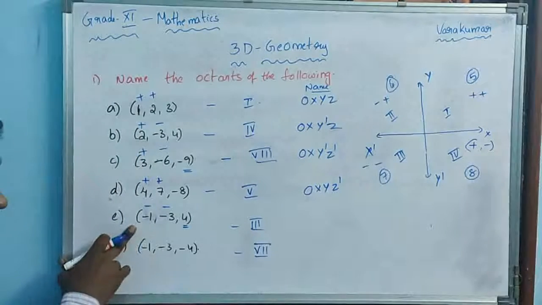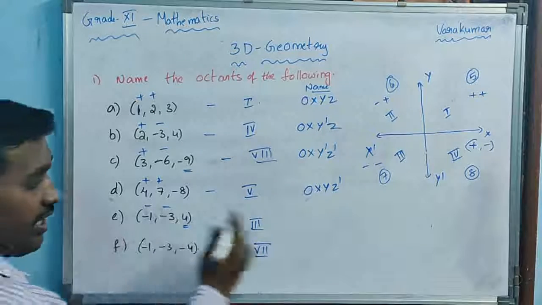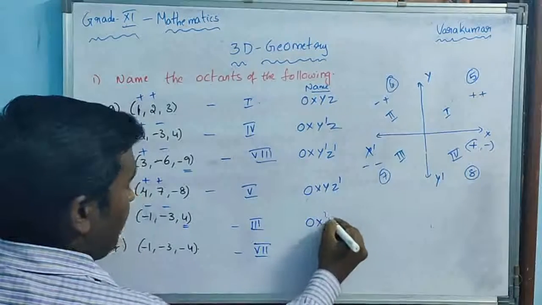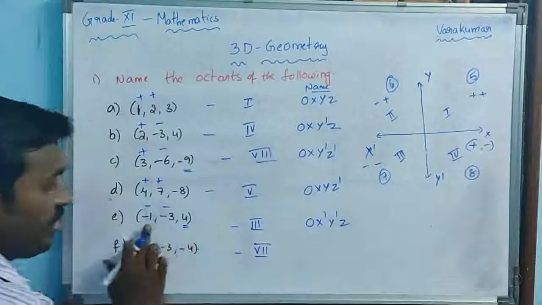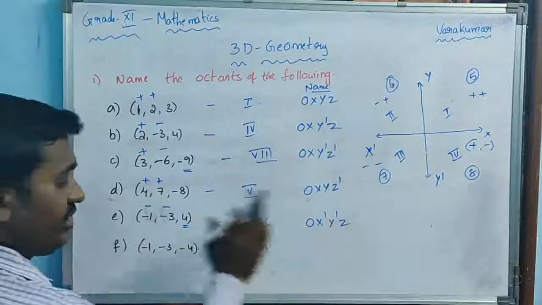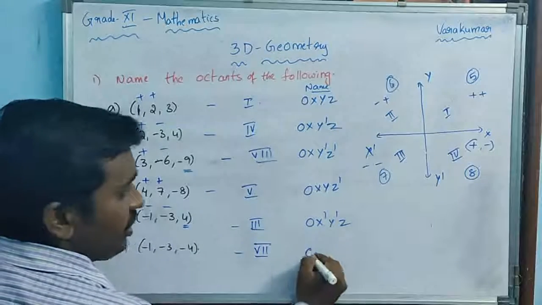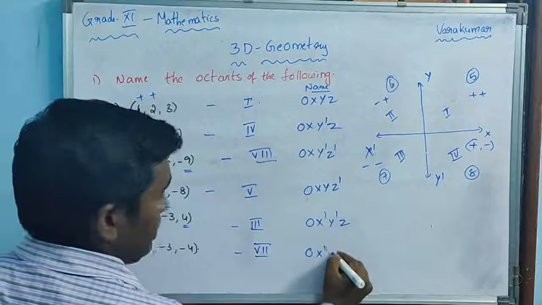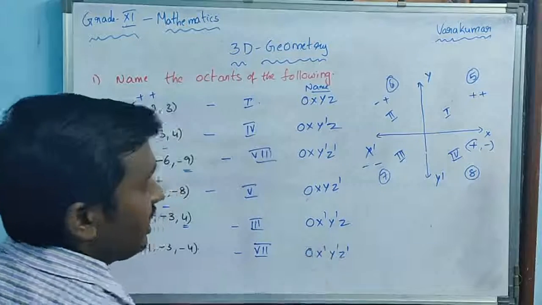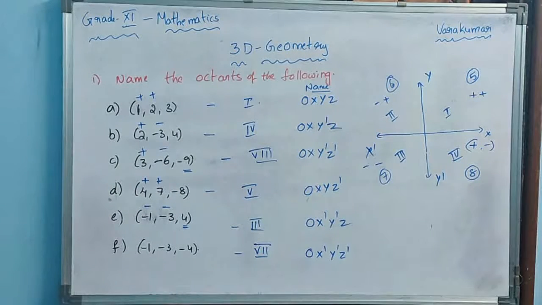And next, this one, minus 1. So what can you write? O, X dash, Y dash, Z, because both are negative, so X dash, Y dash, Z. And similarly here, all are negative, so O, X dash, Y dash, Z dash.